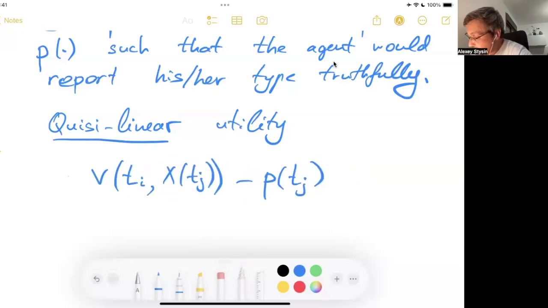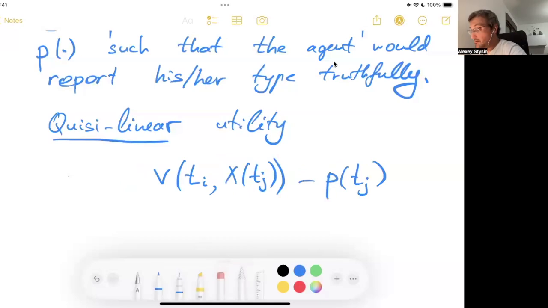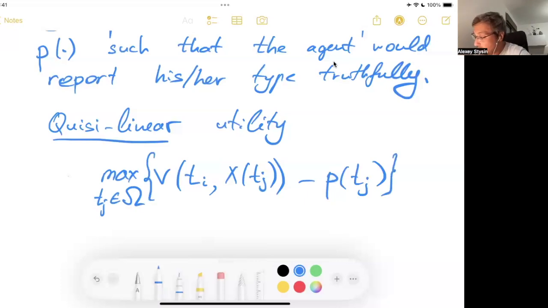So we can say that the utility function is quasi-linear. It's because there's a simple relationship: the value that the agent gets is the number of coins, and then the payment is just subtracted from it. The agent wants to maximize this. So he chooses to maximize over all possible Tj, which belong to the whole set of possible types in this game. And this is his utility of his own type.